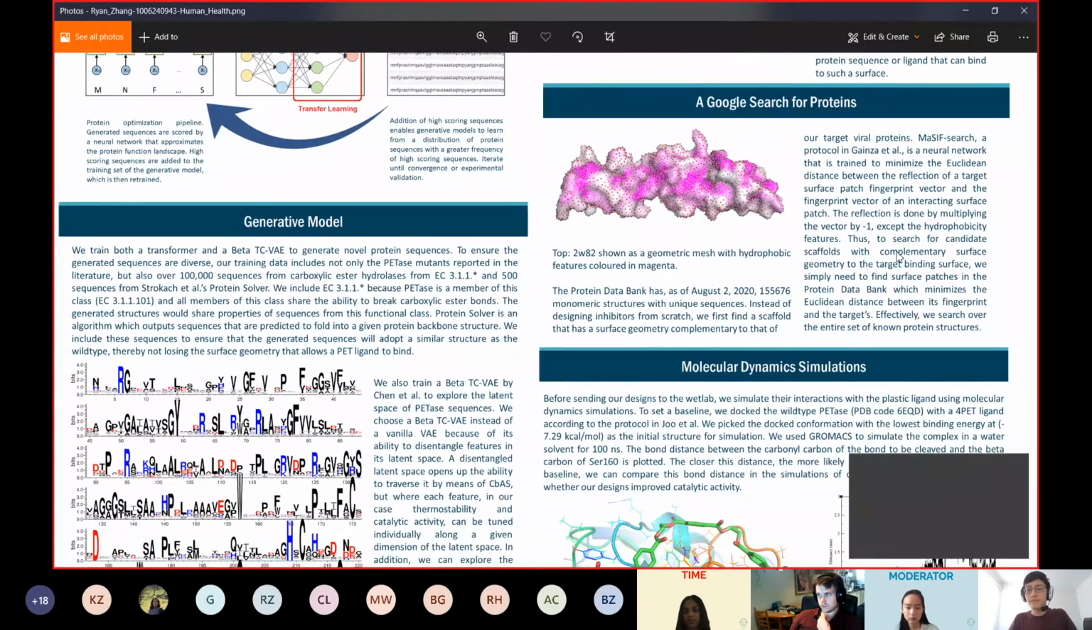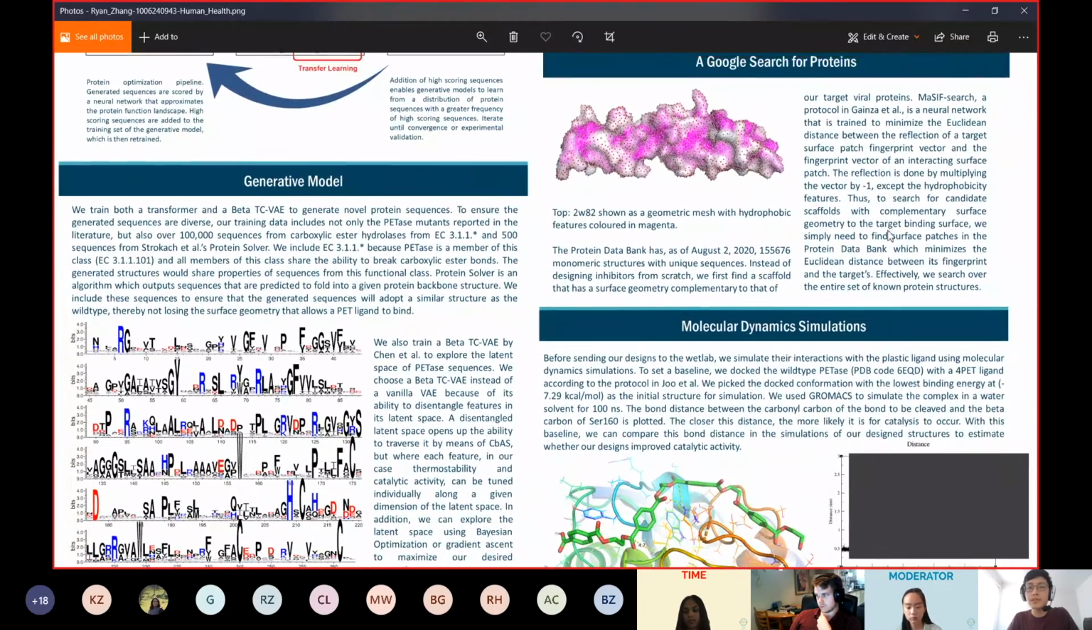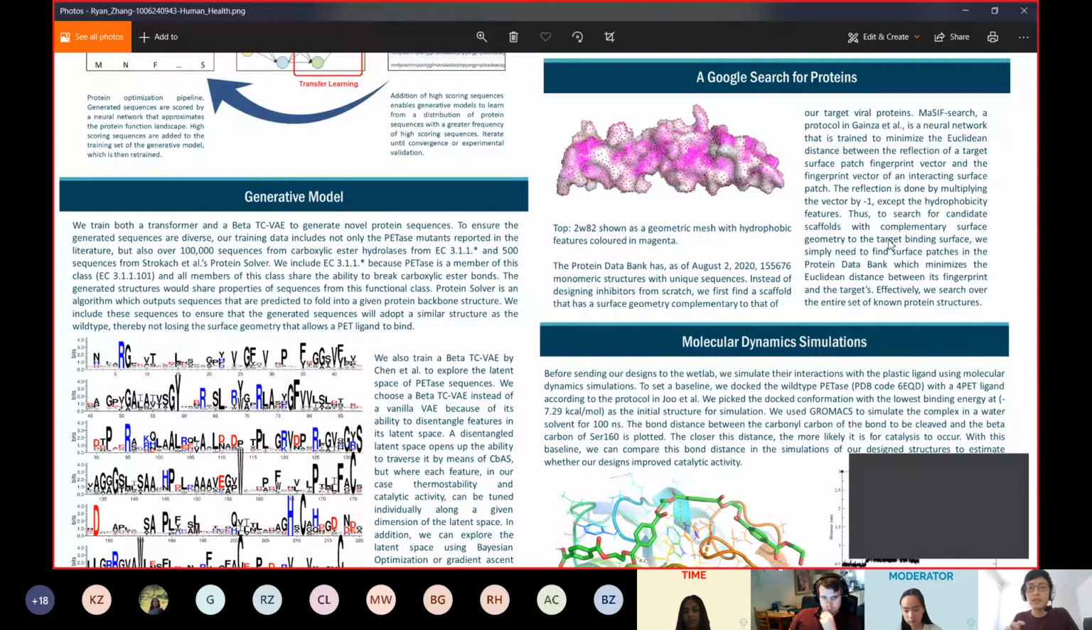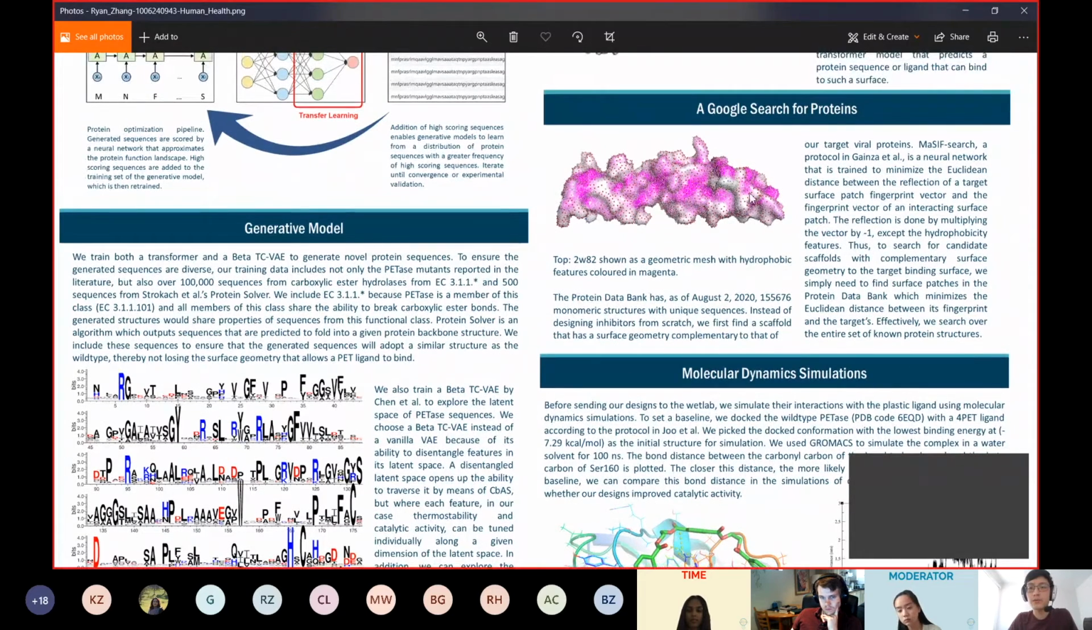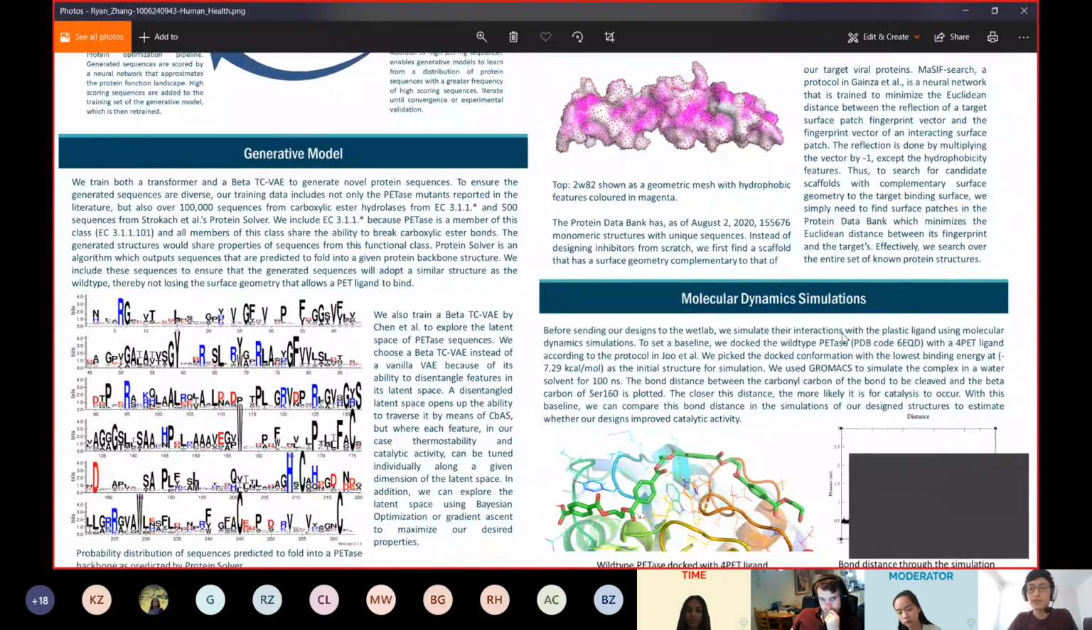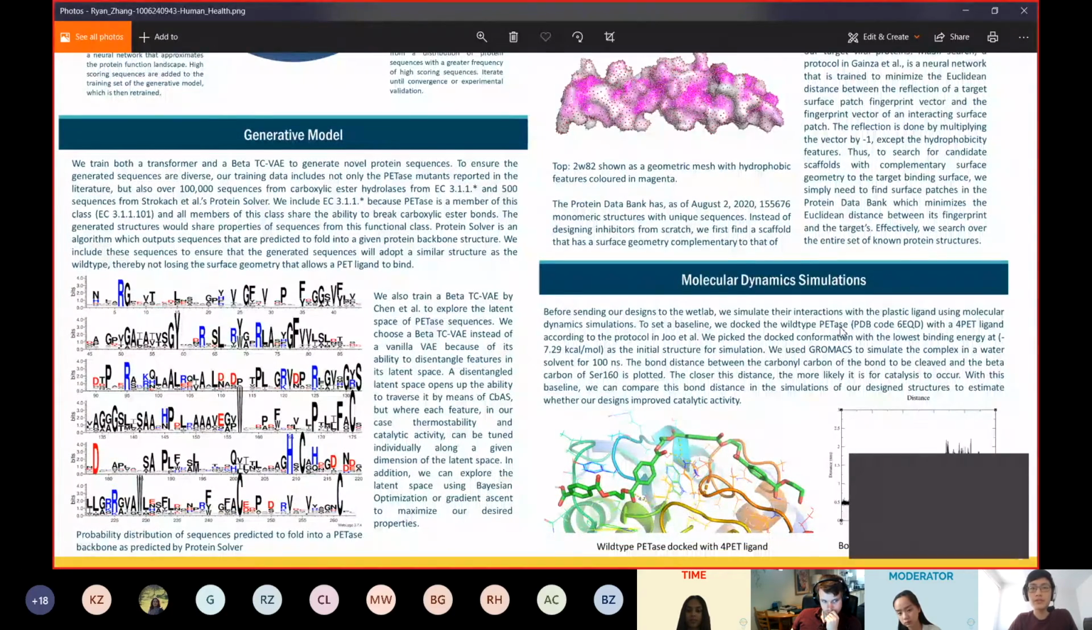And to process these, to make sure we actually try and find potential inhibitors, we basically take our viral protein and we multiply all the surface features by -1, except for the hydrophobicity feature. And then we generate a fingerprint vector from that. And so after we get all the fingerprint vectors, it's just a simple comparison to find the Euclidean distance between the vectors and to find the smallest Euclidean distance. And that protein will likely be a good bond partner with our target protein.